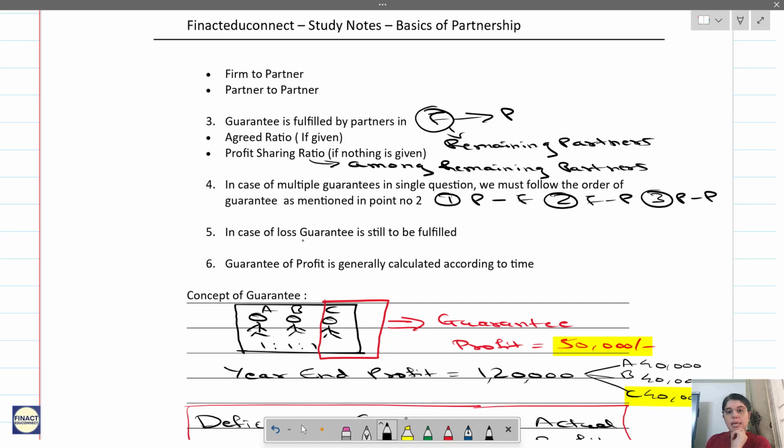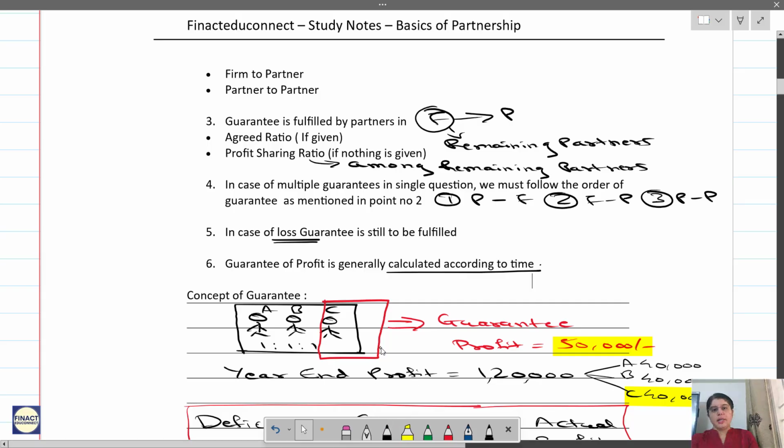In case of loss, guarantee is still to be fulfilled. This is what we discussed, right? Even if there is a loss, we have to fulfill the guarantee. Guarantee of profit is generally calculated according to time. So for each and every point, we have one example. We will solve it now. Did you write this? Now, let us start.